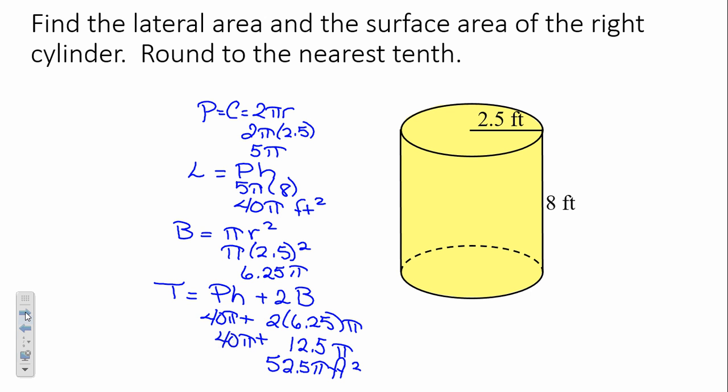The nice thing about cylinders is you're only dealing with circles, so you don't have to worry about apothems or how many sides a polygon has, or a trapezoid or a triangle. You're only dealing with this one type of base. Make sense? All right. Ready for the next one?